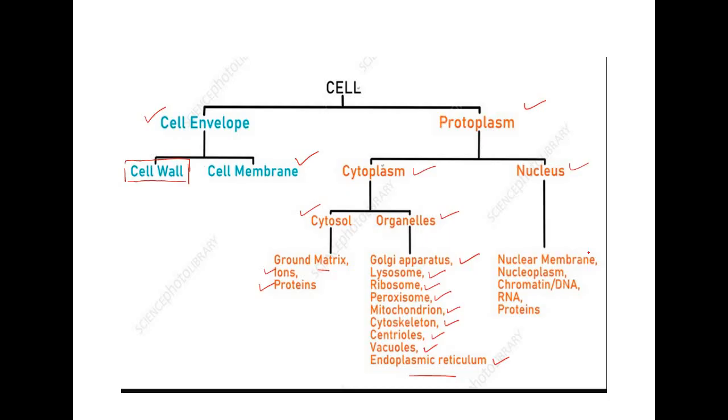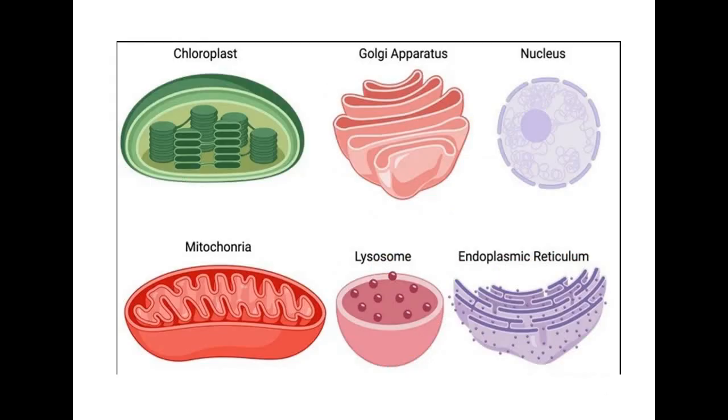Nucleus consists of nuclear membrane, which is a double membrane having pores in it. Nucleoplasm, chromatin or DNA, RNA and proteins are present. The proteins are especially the histone proteins. Okay. These are the images of some separate cell organelles. Here you can see chloroplast, Golgi apparatus, nucleus, mitochondria, lysosome, ER. Okay.